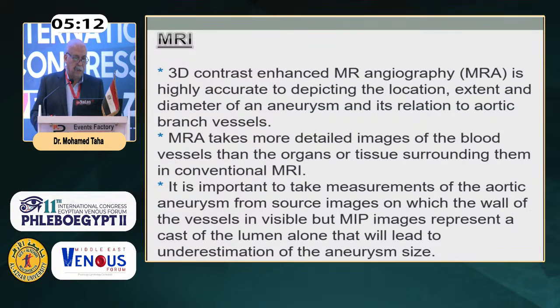The MRI. 3D contrast-enhanced MRI imaging is highly accurate in depicting the location, extent, and diameter of an aneurysm and its relation to aortic branch vessels. MRI takes more detailed images of blood vessels than of the organs or tissue surrounding them, as in conventional MRI. It is important to measure the aortic aneurysm from the source image, on which the wall of the vessel is visible, but MIP, maximum intensity projection, images represent a cast of the lumen alone, which will lead to underestimation of the aneurysm size.